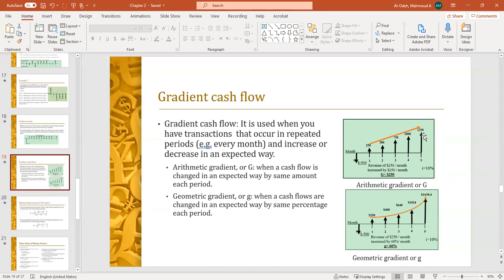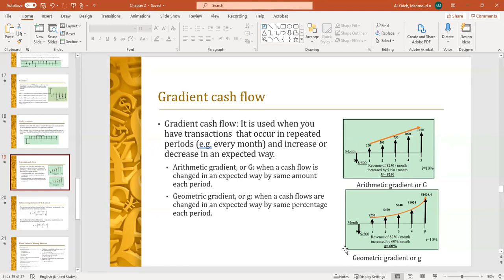So what we see here is a constant increase. And again, this could be a decrease as well. But to simplify things, we're going to start with an increase, and then you could apply the same scenario for the decrease. So if you have a constant amount for decreasing, we call it the arithmetic gradient or uppercase G. For the lowercase g, this is also an increase or decrease. However, it's not a constant amount, but we're using a percentage.